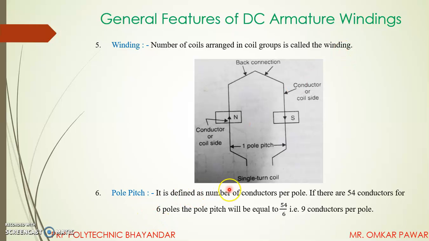And pole pitch. It is defined as the number of conductors per pole. Now, how many conductors per pole? If there are 54 conductors for 6 poles, that is, there are 6 poles and the total number of conductors is 54, then the pole pitch will be equal to 54 divided by 6, the total number of conductors divided by 6 poles. That is 9 conductors per pole. So pole pitch is defined as the number of conductors per pole.